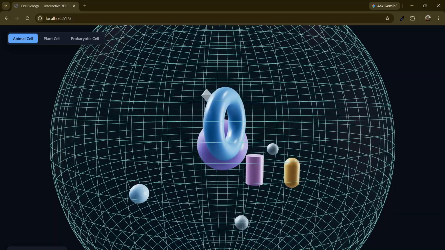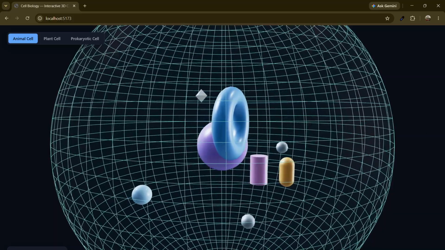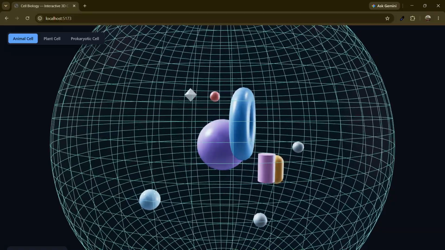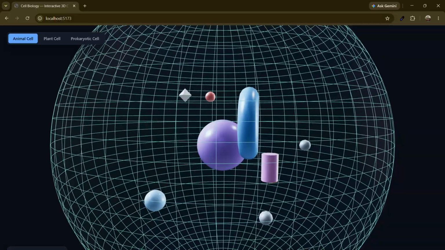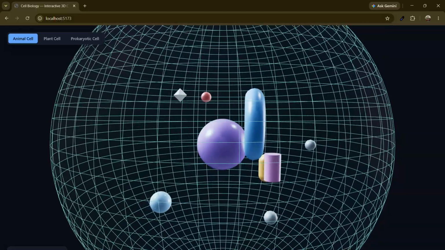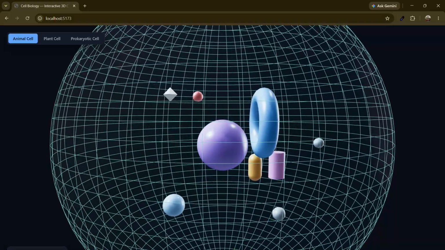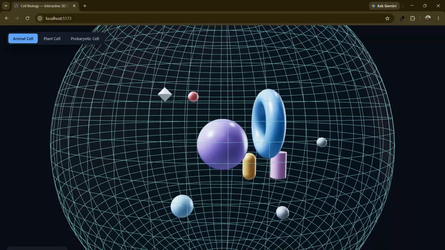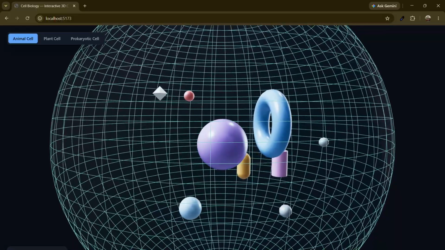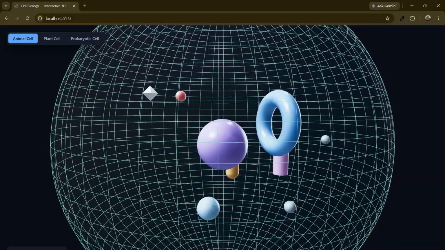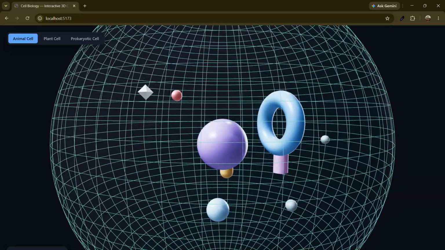Inside a typical animal cell, the nucleus acts as the control center, protecting the cell's DNA and regulating which genes get expressed. The mitochondria are the cell's power plants. They convert nutrients into ATP, also known as adenosine triphosphate, the energy currency every other process in the cell depends on.